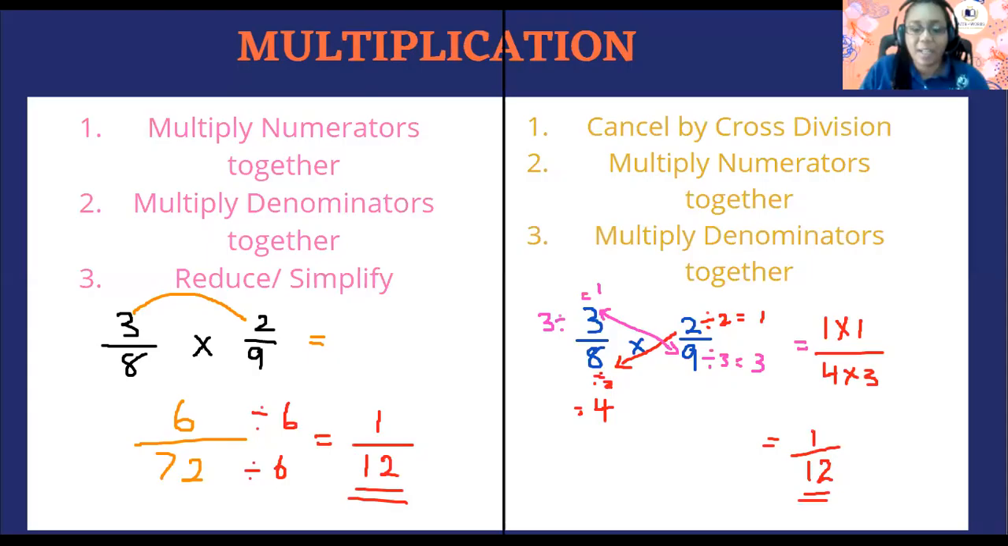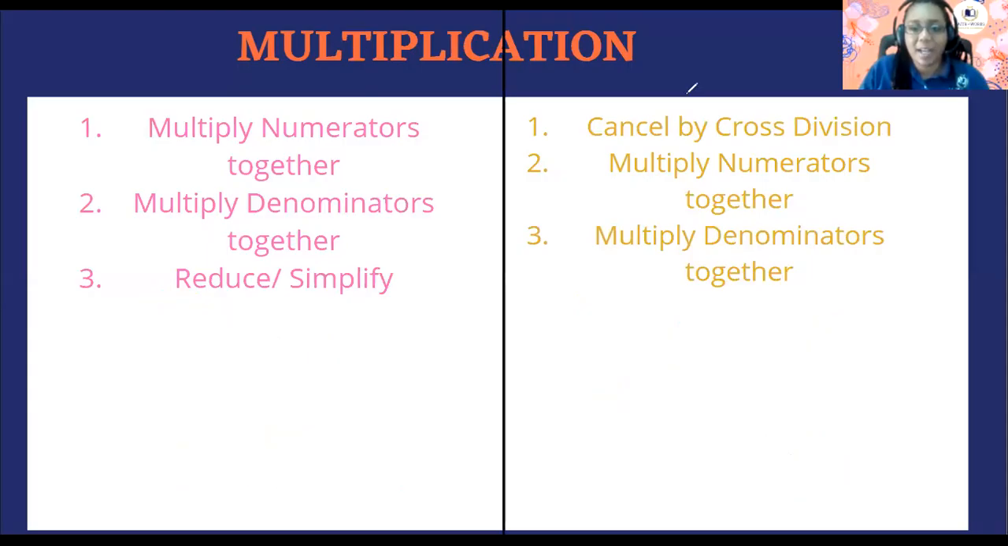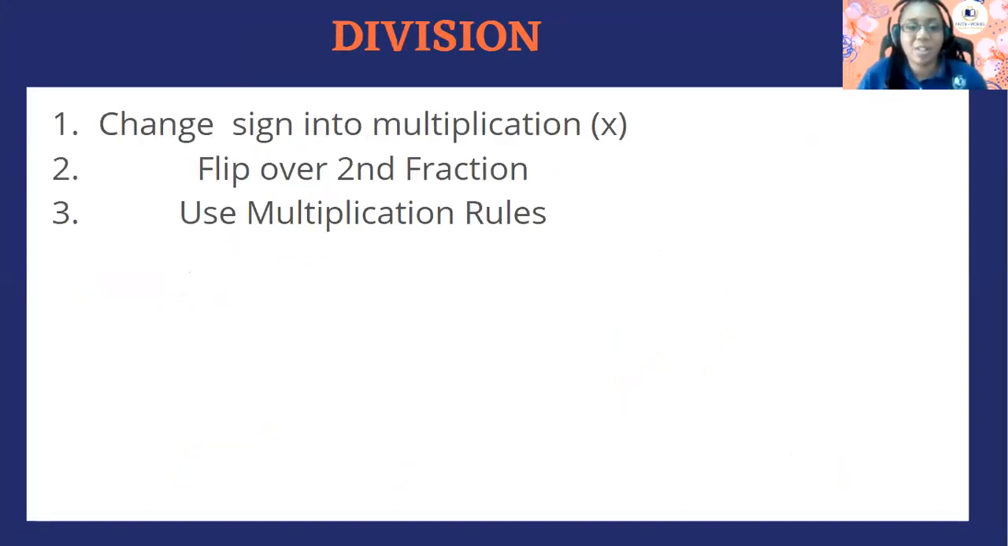Okay, so let's clear and let's go on to the next part. So all this is just proper fractions. We haven't even gone to improper yet. Fractions is a big subject. All right, let's go now to division of fractions, proper fractions. So three simple rules, very simple. We change the sign into a multiplication. Then we flip the second fraction and we apply the same multiplication rules that we just did. All right, so let's look at this example here.